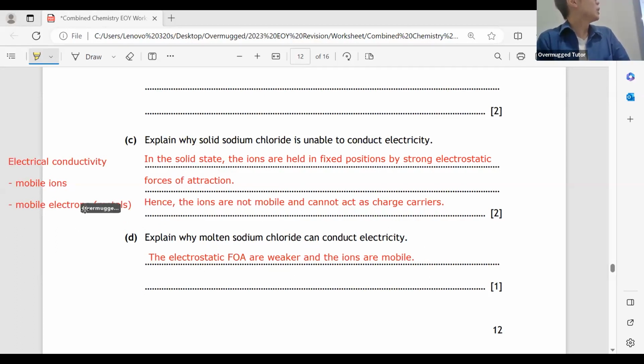Okay. And these ions and electrons, charged particles, they must be able to move. That's what mobile means. So they can carry electrical charge from one point to another point. That's the logic behind it. Right. Over here, they are fixed position. There are ions, but they cannot move. That's why cannot conduct electricity. For ionic compounds.